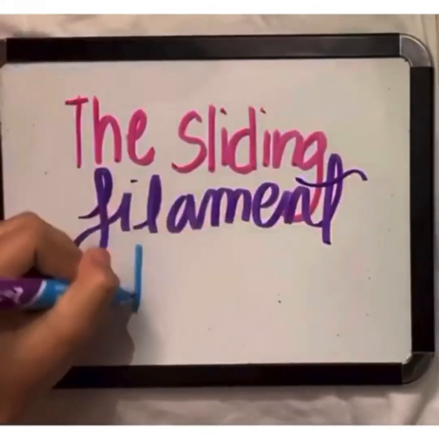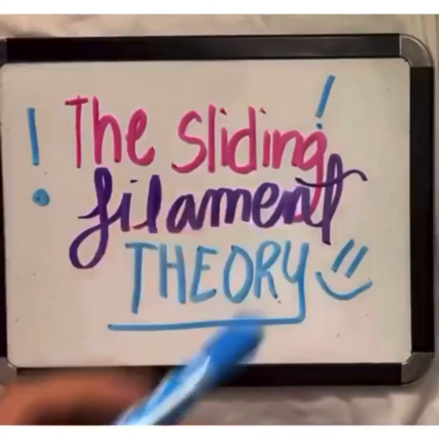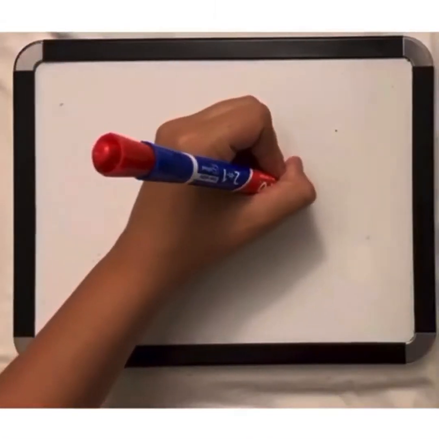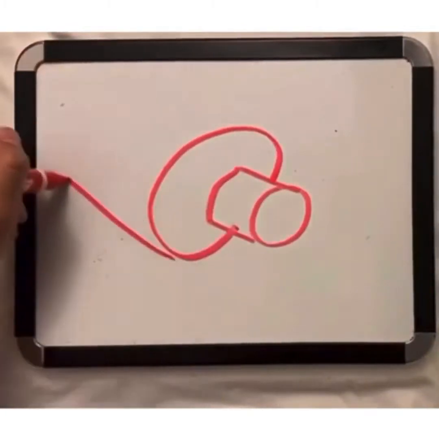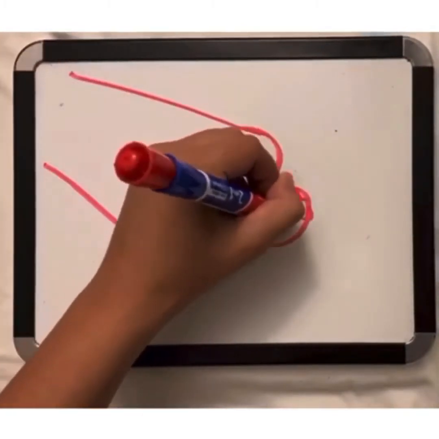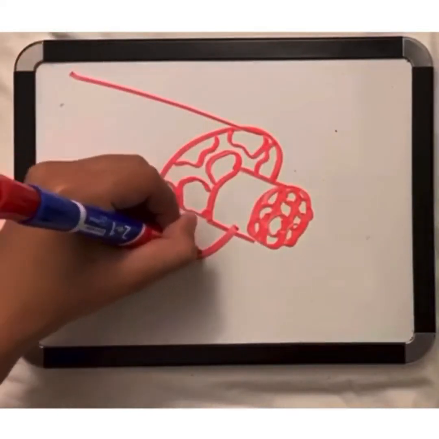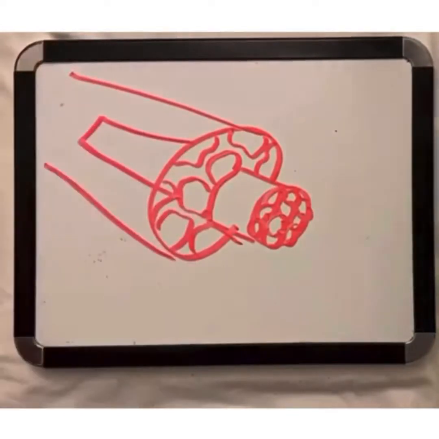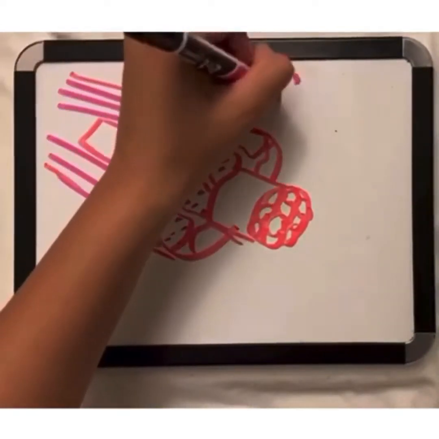As you can see, we will be talking about the sliding filament theory. It is the explanation of how muscles contract to produce force. So I decided to try a muscle so you can see a little bit what it looks like. And we will be talking in detail about the steps.